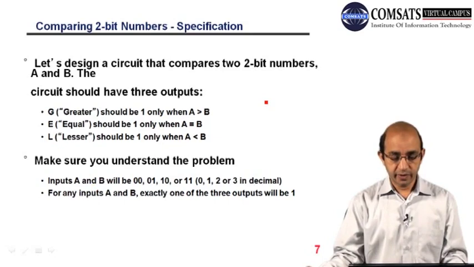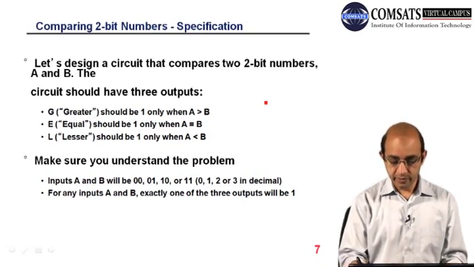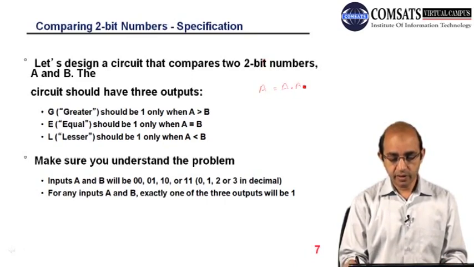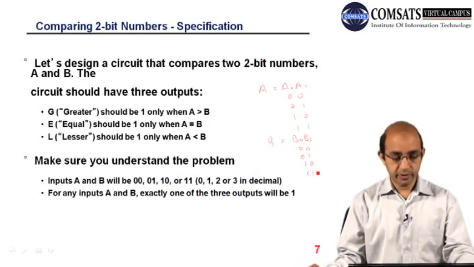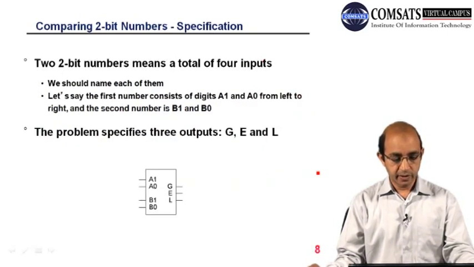And how many different possibilities? For example, for A we have A0 A1, so they can have 00, 01, 10, 11. Similarly for B, we have B0 B1, and they can have 00, 01, 10 and 11. So these are the different possible values those numbers can have.